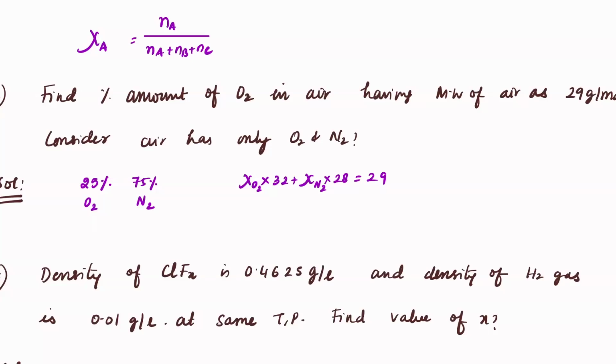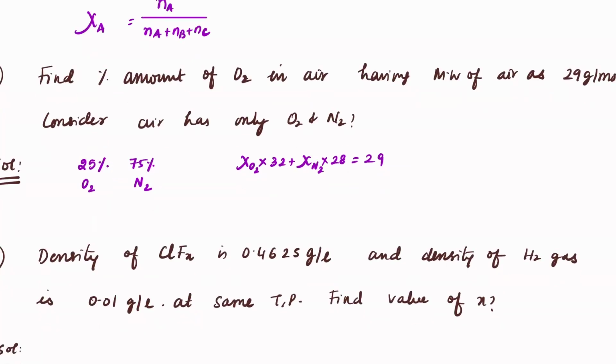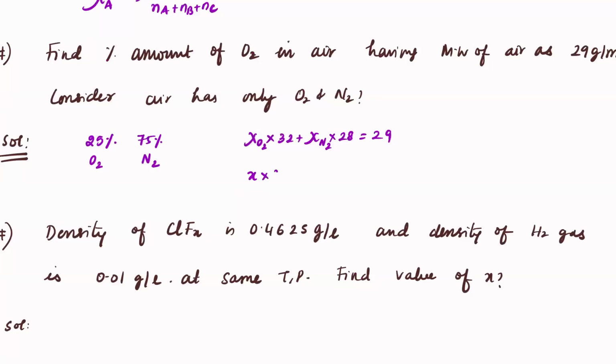Sorry guys, check. So we can write this as x into 32 plus 1 minus x into 28, that is equal to 29. Keeping that, you can calculate x, you will get this as 0.5. So percentage oxygen would be 25%. Done.